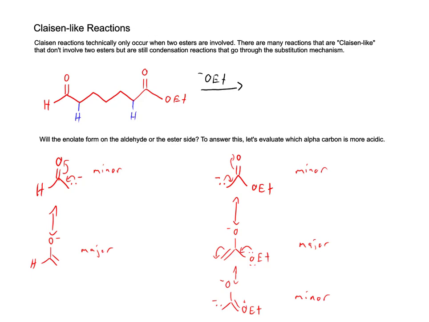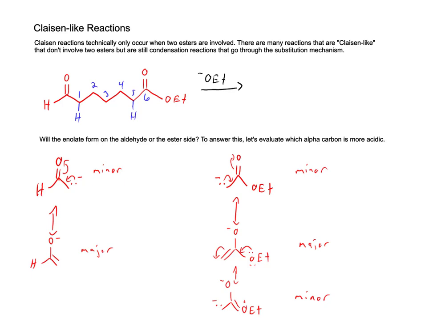Now, with that being said, we know that when we use OEt negative, we are going to actually deprotonate the aldehyde's alpha carbon instead. So we're going to go through and follow our process where we number from the alpha carbon to the other carbonyl. And we know this is going to be a substitution because we have a good leaving group, and that's why this is a Claisen-like reaction.